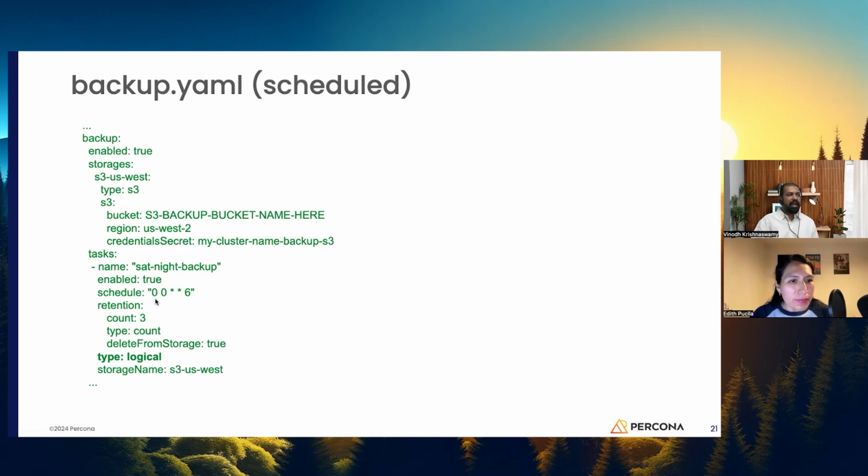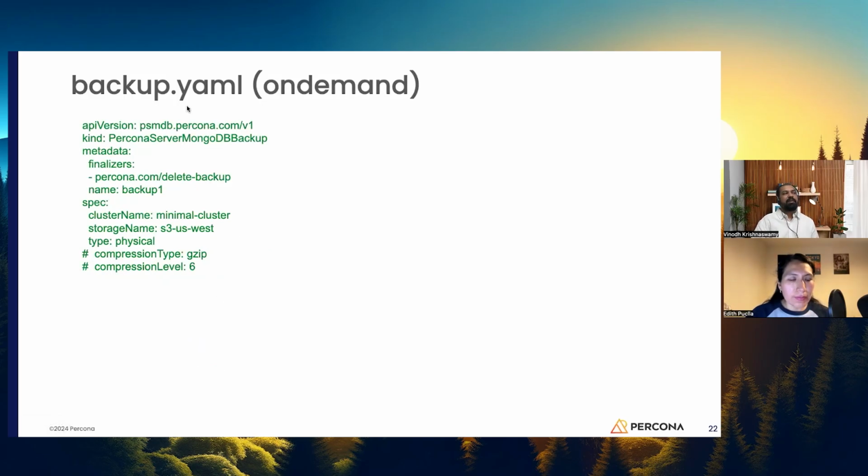So this means at 12 a.m., the 0 minute, it is going to take the backup. The sixth is the sixth day of the week, which is Saturday night. If it is 0, that means Sunday night. If it is 1, that means Monday. At the hour we have mentioned, it will take the backup on Monday if it is 1. If it is 6 and 00, that means Saturday night 12 a.m., this particular backup will be taken. That is a logical backup.